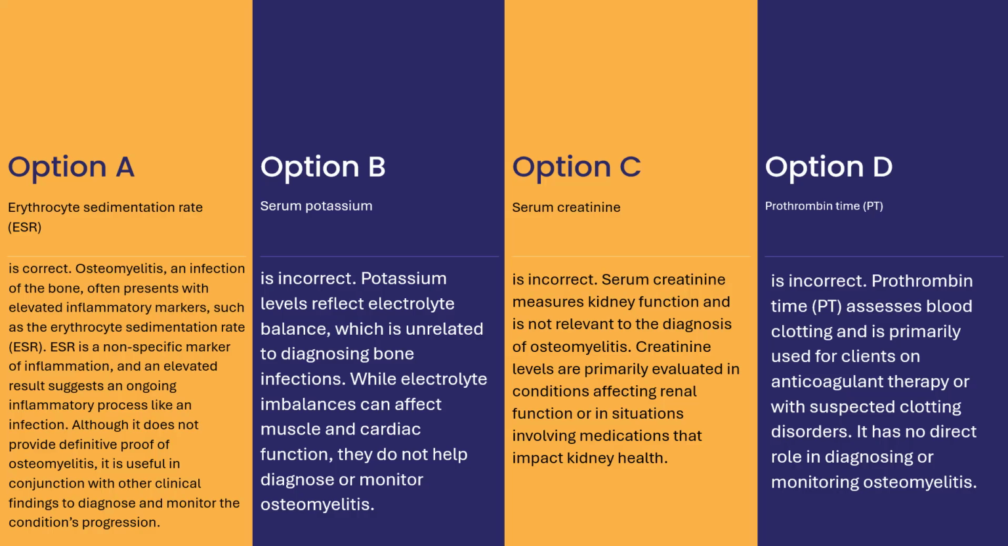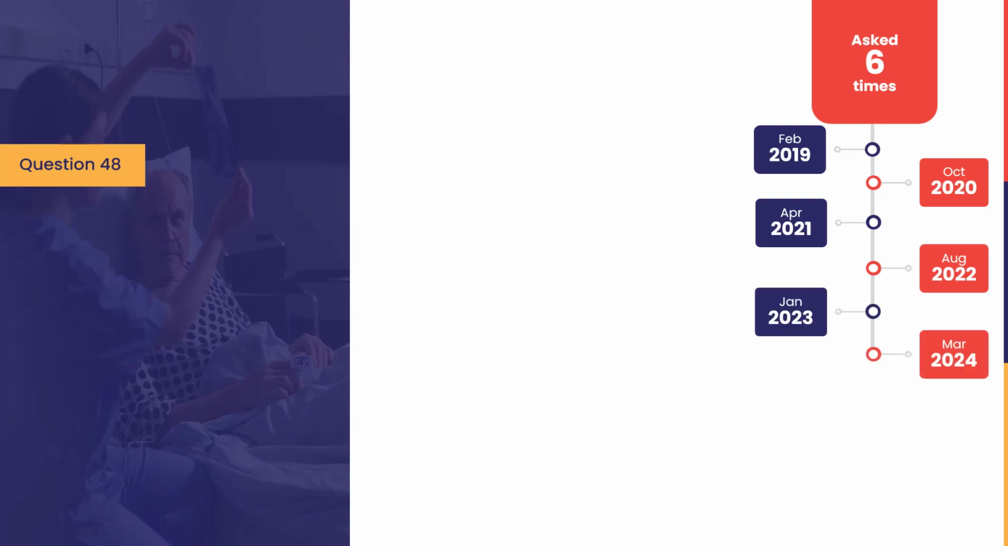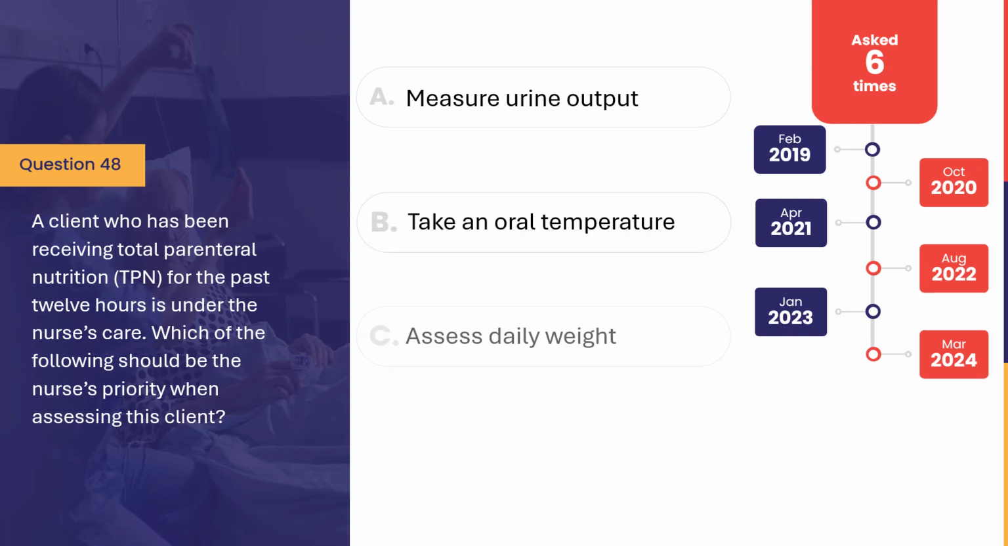This total parenteral nutrition, TPN monitoring question, has been asked 6 times in the last 5 years, making it an important topic for understanding TPN management. A client who has been receiving total parenteral nutrition, TPN, for the past 12 hours is under the nurse's care. Which of the following should be the nurse's priority when assessing this client?